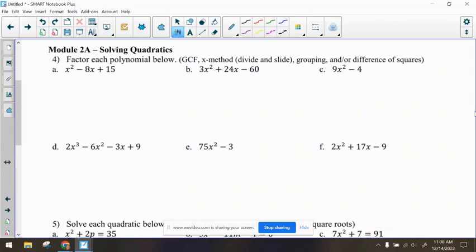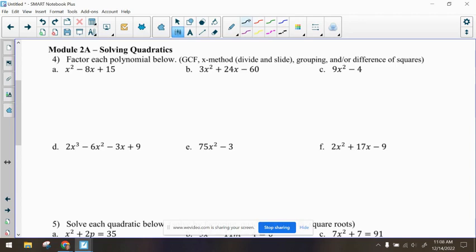Now we're going to start the Module 2A review video. This one is key for your success on the final because this is foundational in our factoring skills. So questions A through F and number 4 are all going to be factoring. Depending on how many terms we have, we will determine what method of factoring we need to use.